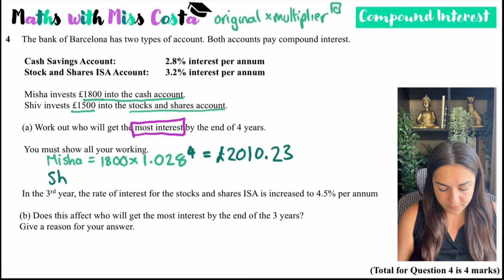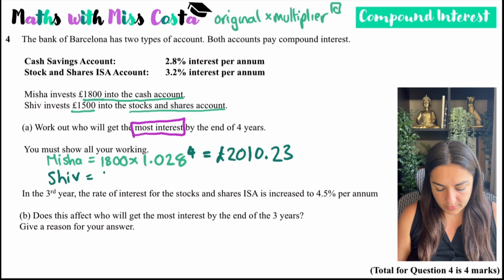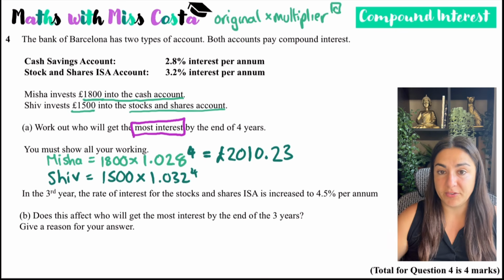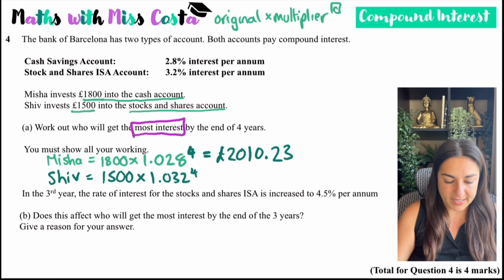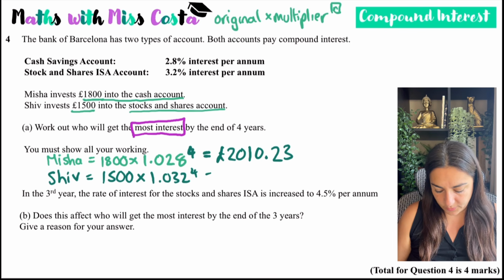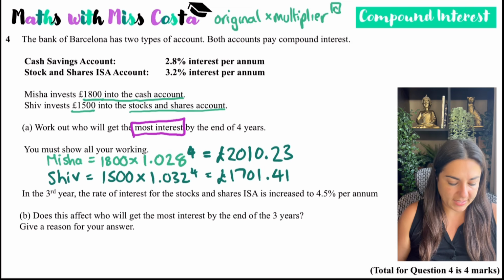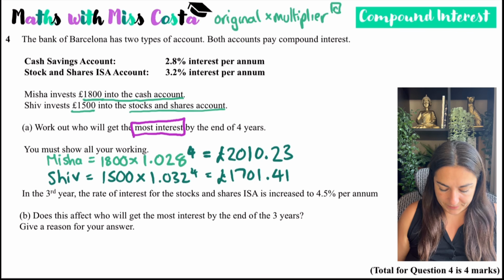So Shiv, we do 1,500 times by 1.032 to the power of 4. Again, because I would have done 100% plus 3.2% and then divided by 100. So 1,500 times by 1.032 to the power of 4 is £1,701.41. So how much interest did they get?